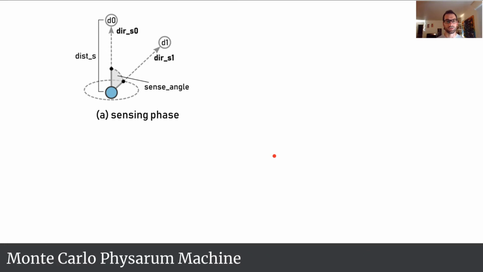The agents are really the core of the algorithm, and they essentially do three things. The first thing is they sense their environment in different directions in front of them.